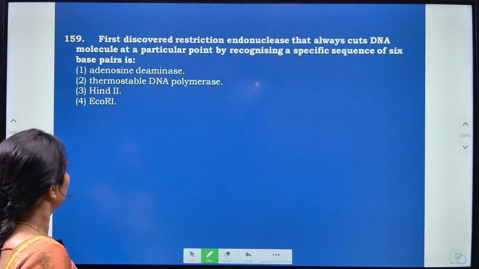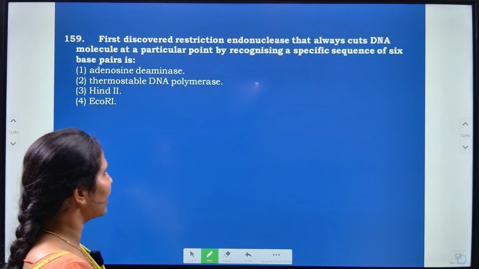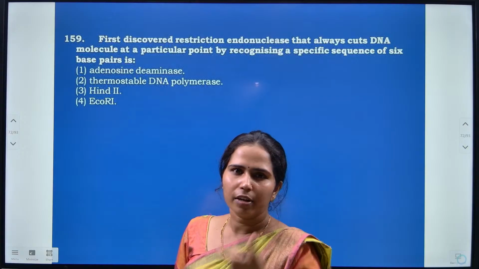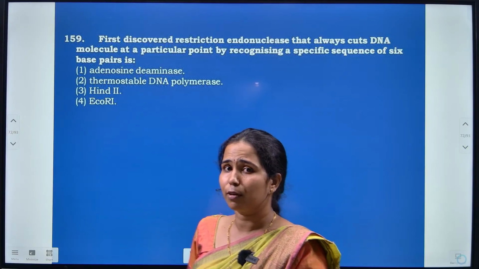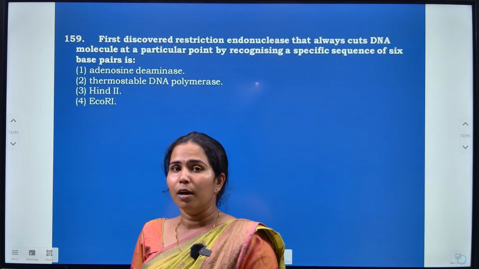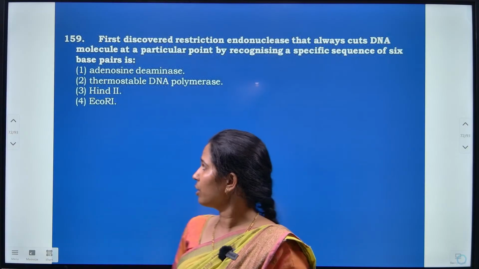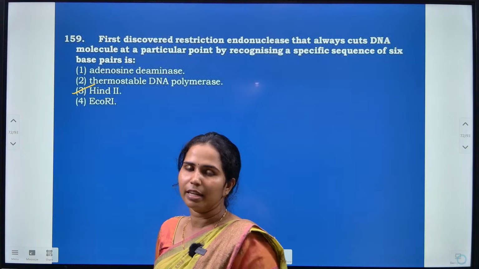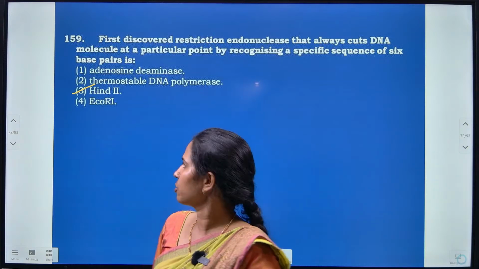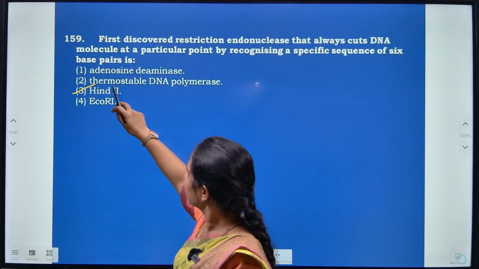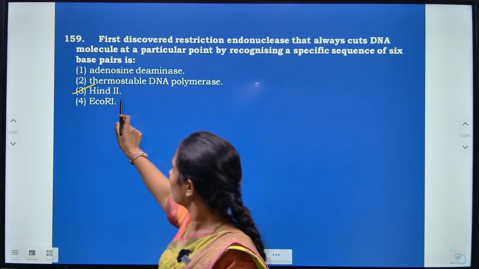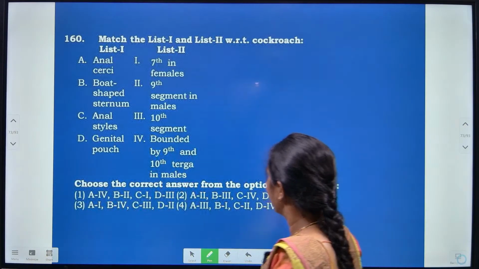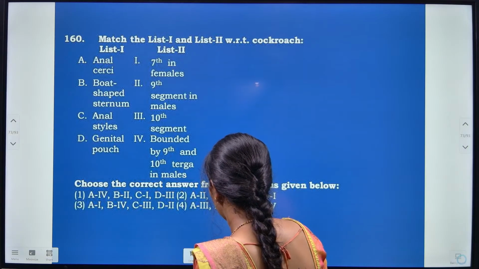Right. So the first discovered restriction enzyme that always cuts the DNA segment by identifying 6 base pairs. It is a clear-cut question from the NCERT, from the molecular basis, from the biotechnology enzymes here, that will always be HindII. This HindII is an enzyme which cuts the DNA sequence by identifying the 6 base pairs here. It is not adenosine deaminase, thermostable DNA polymerase or E. coli. E. coli itself is a bacteria, it is not an enzyme here. Okay, next.